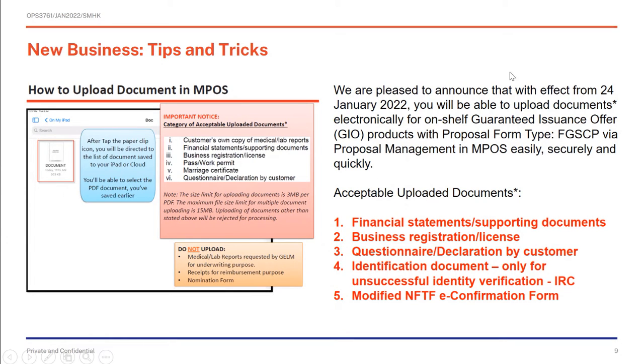Okay. So for this one, I believe all of us here already know that we can upload documents into our MPost system already. So it's much easier, right? Compared with last time, you needed to print it out, go through the branch office submission, and then later send it down to our new business department. So it may take time.